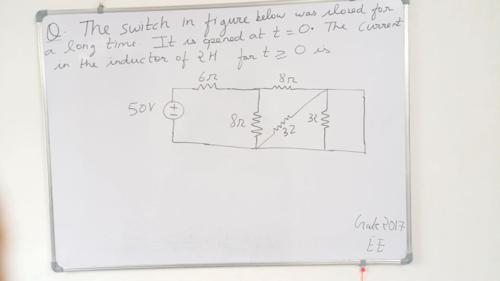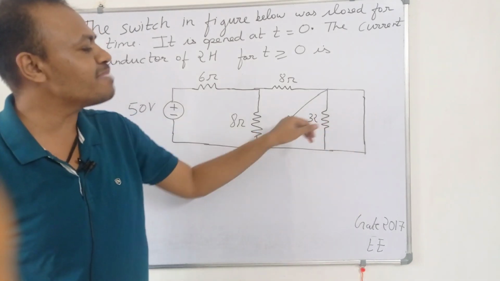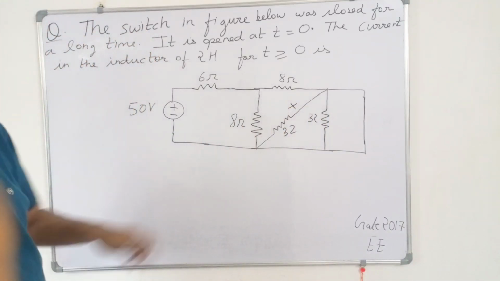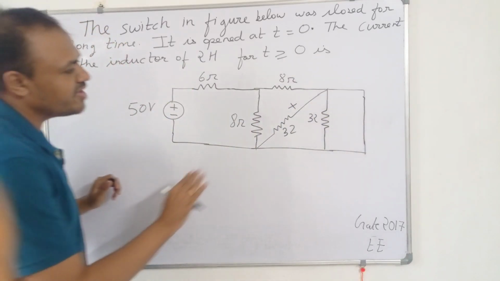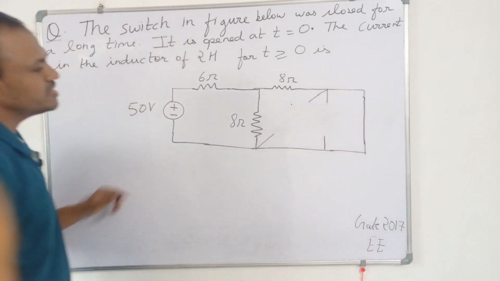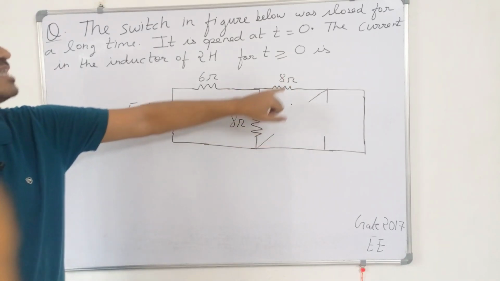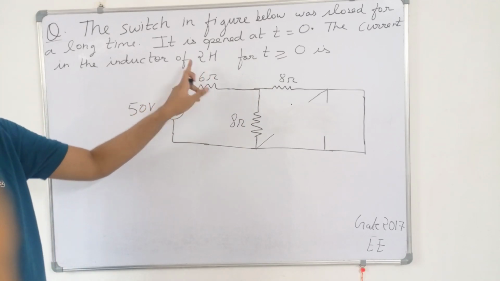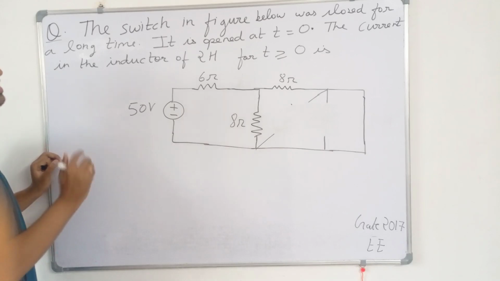So now you can see these 32 and 32 are in parallel with the short circuit, so they are of no use and we can remove them. Now the equivalent resistance is 8 ohm and 8 ohm in parallel, which becomes 4 ohm, and this 6 ohm in series. So total 10 ohm and voltage is 50 volt.